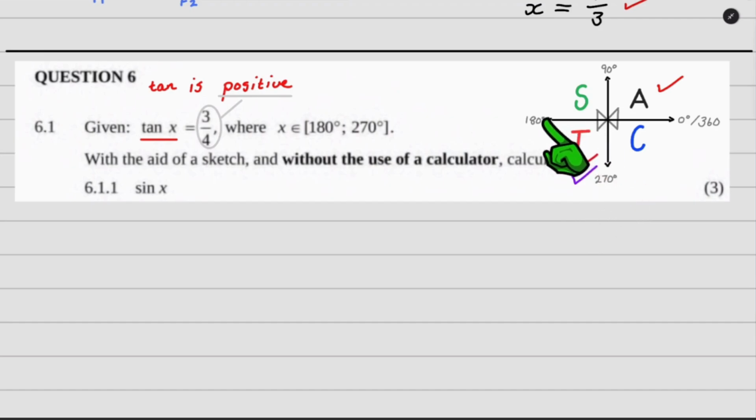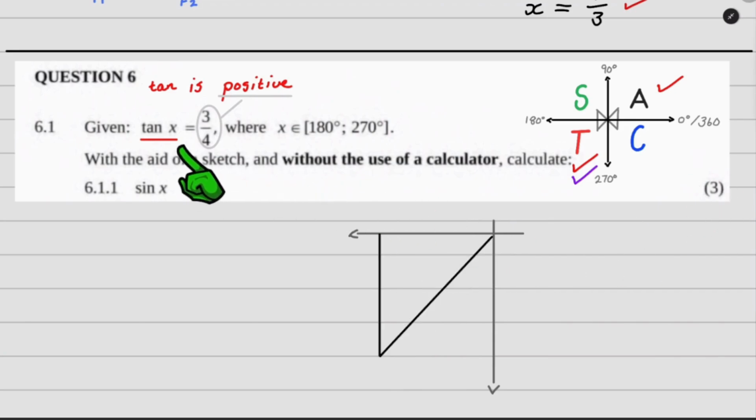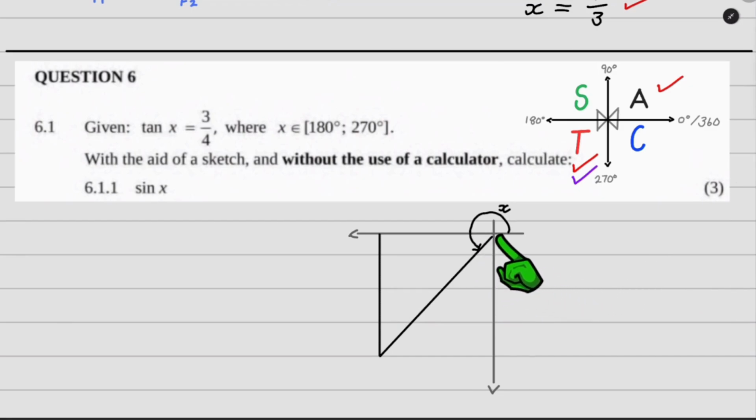So I'm going to draw an expanded view of this quadrant. And when I draw the triangle, you must think of the bow tie on how to draw the triangle. The bow tie just tells you to draw the triangle like this and not like this. So let's go ahead and draw our triangle like that. And the angle x, you always start on the positive x-axis and you go anti-clockwise until you touch your hypotenuse. Then we always use the angle closest to the origin as our reference angle.